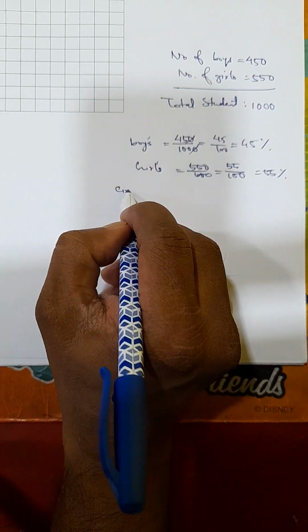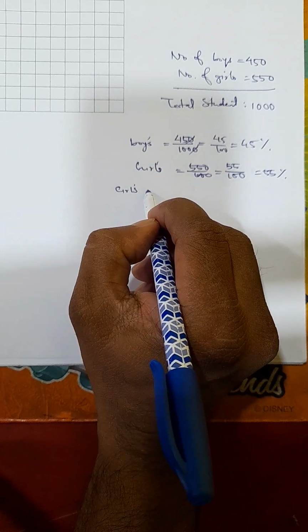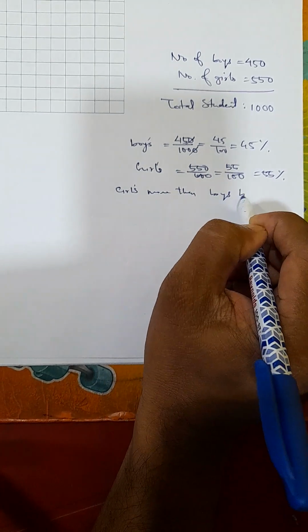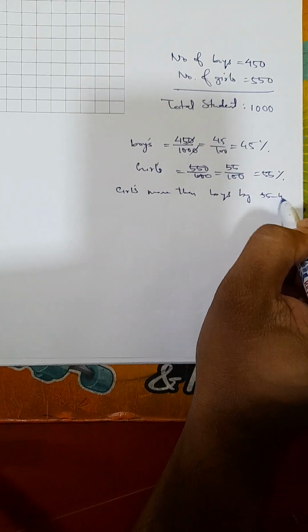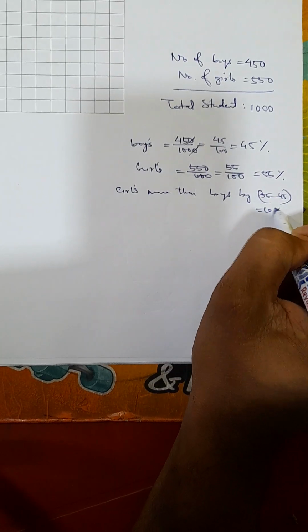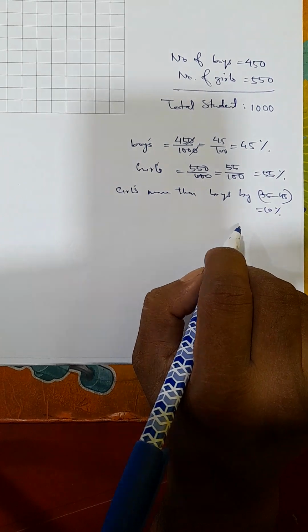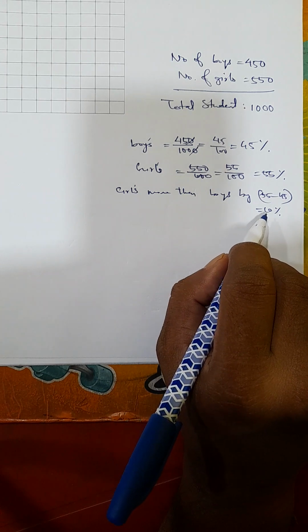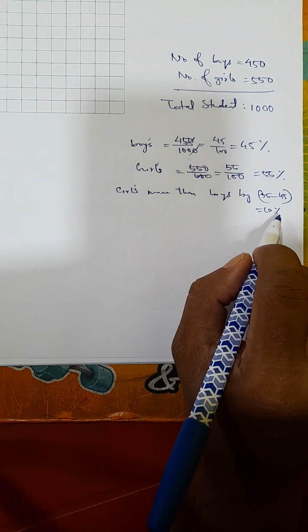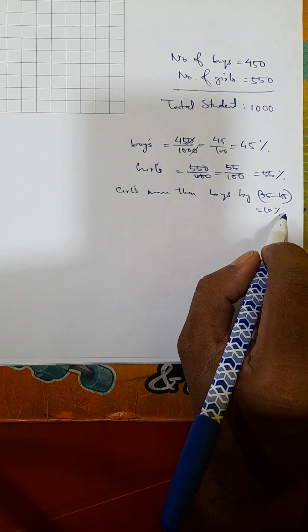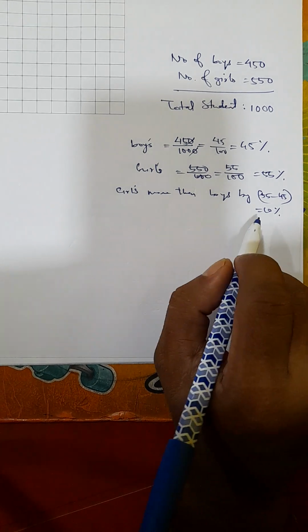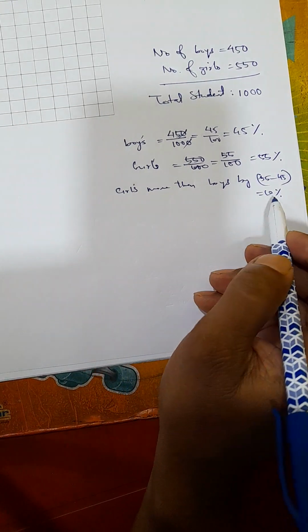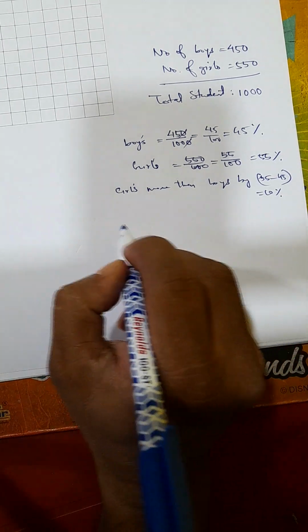So girls are more than boys by 55 minus 45, equal to 10%. 10% of the students are girls more than boys. That means there are 10% more girls than boys in that school. Now, by what percent are girls more than boys? 10%.